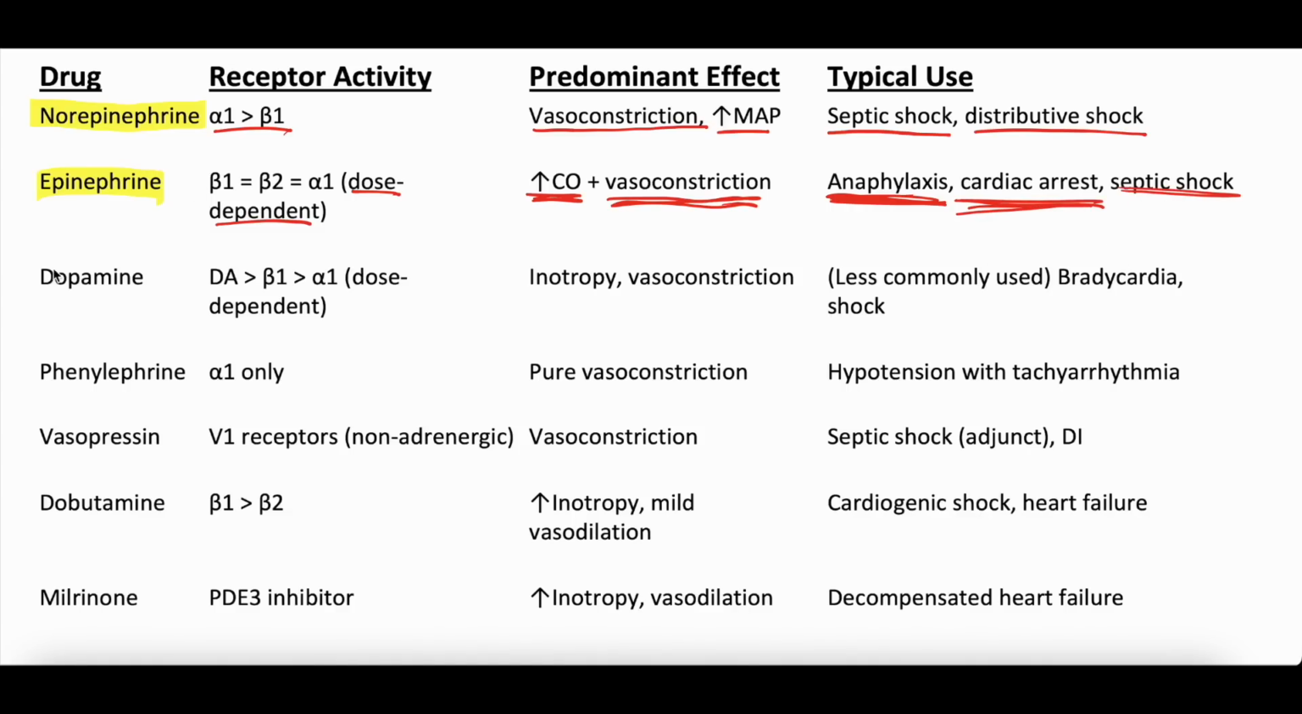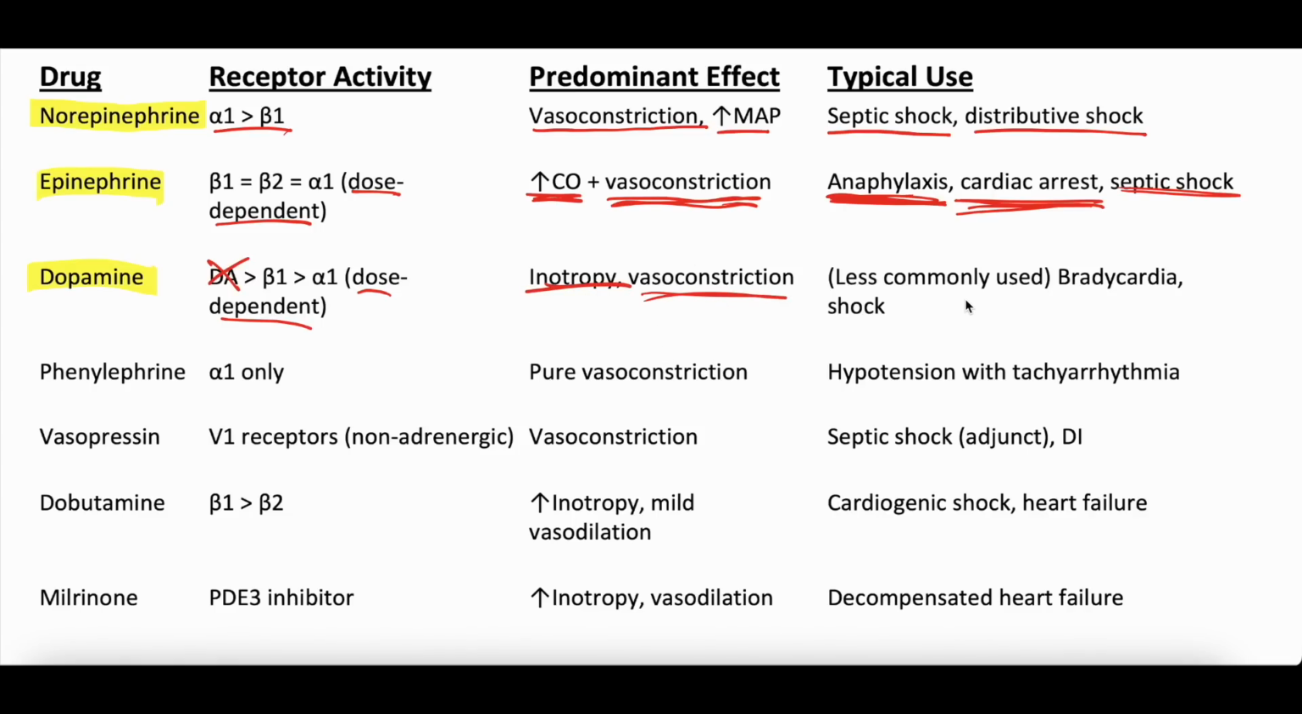Dopamine. Dopamine's no longer really used, but we'll talk about it briefly. It is another dose-dependent vasopressor, where at lower doses it affects the dopamine receptors. The old adage was this helped renal perfusion, but this has kind of been proven not to be effective. And then it has beta 1 effects, so it can help with cardiac output, and alpha 1 effects. So its predominant effect is inotropy, increasing cardiac output, or vasoconstriction.